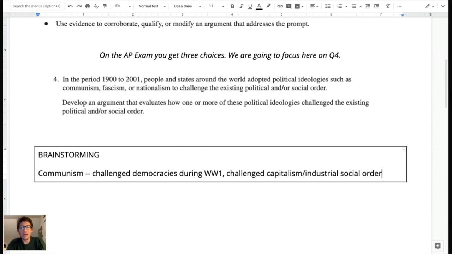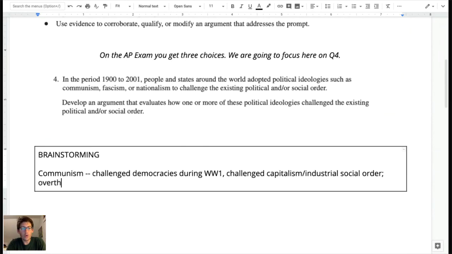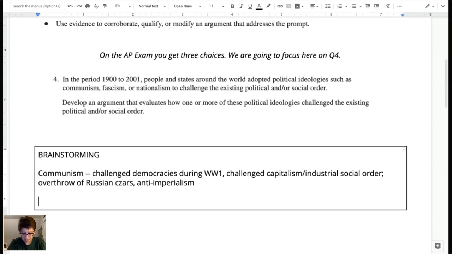I know that communism dealt with the overthrow of the Russian czars, which is something that I might be able to write about. I know that communism led to anti-imperialism in different regions of the world. So, in Vietnam, it stands out to me as one that I tend to know a little bit about. Also thinking about Cuba, right? The socialist, communist revolutionaries there that fought against Western imperialism. So that might be something that I know a good bit about.